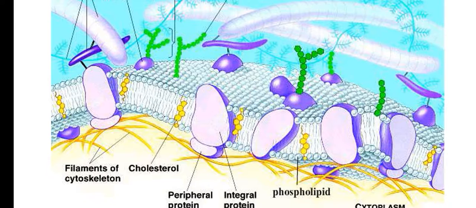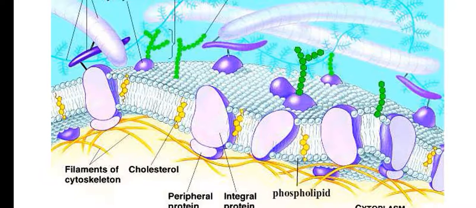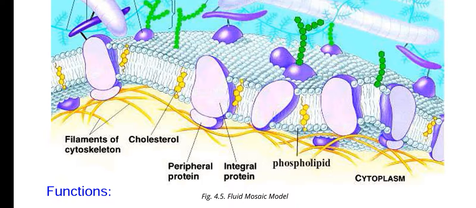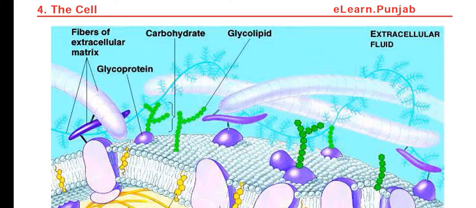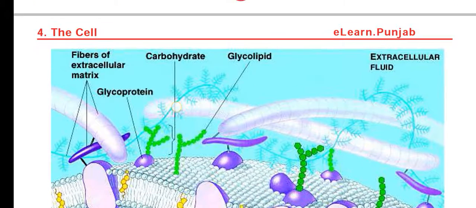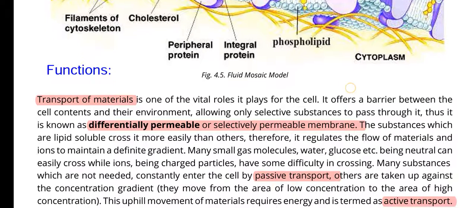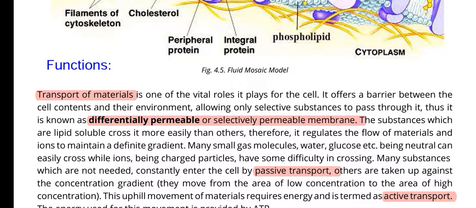You can see just like an ocean of the phospholipids, in which different protein molecules are embedded, and many more substances. Cholesterol actually gives the fluidity of the cell membrane, and there are many glycoproteins and many glycolipids and many more things. What are the functions of the plasma membrane?